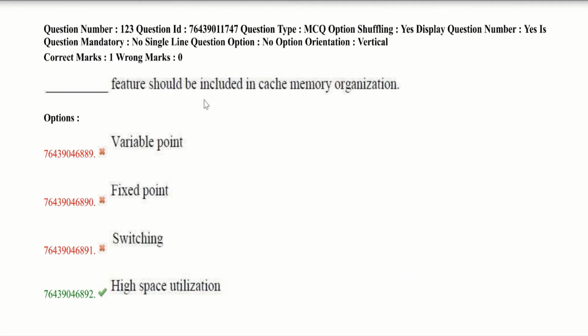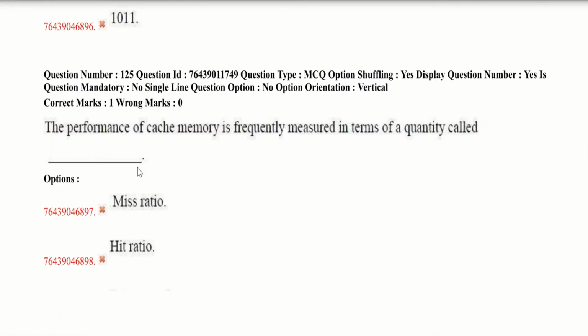Dash feature should be included in cache memory organization. The answer is high space utilization, because the drawback of the cache memory is low space. It has very limited space, mostly in MBs only. Cache has a high speed data transfer rate, but the cost is very high. It is kept very close to the processor. Here is our fifth question.